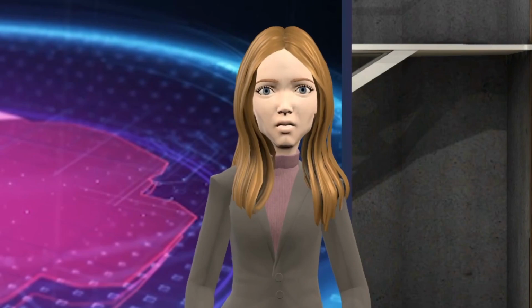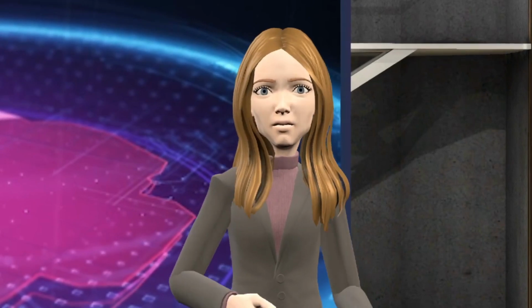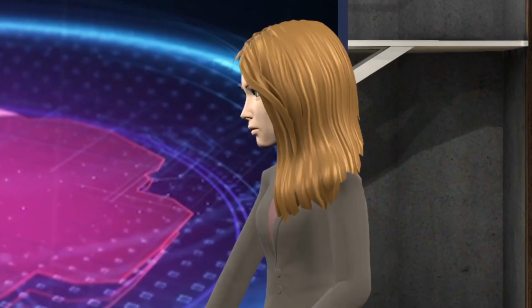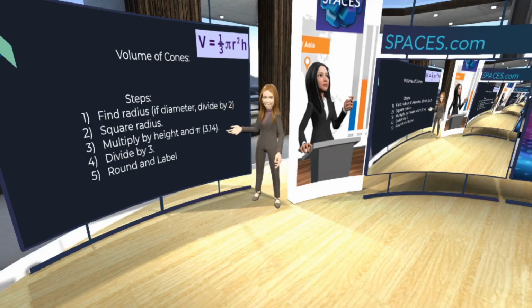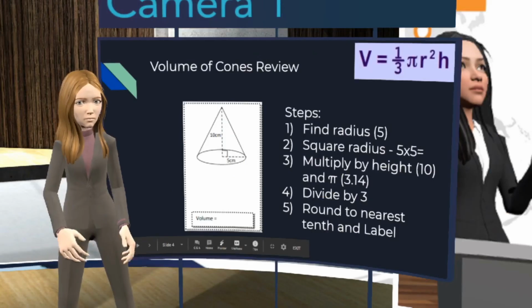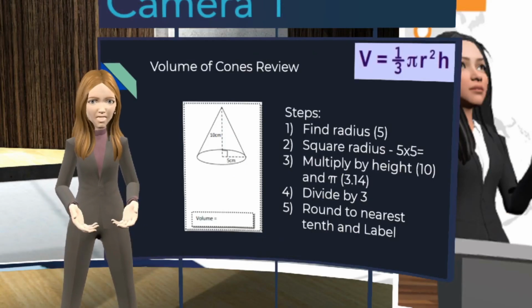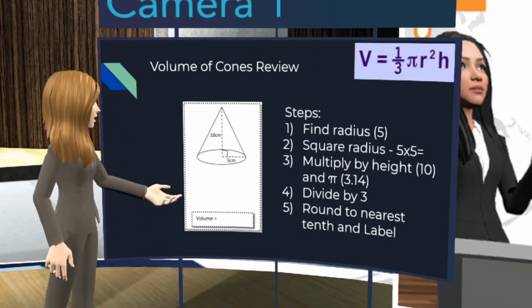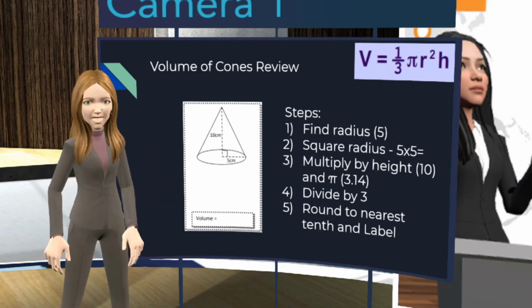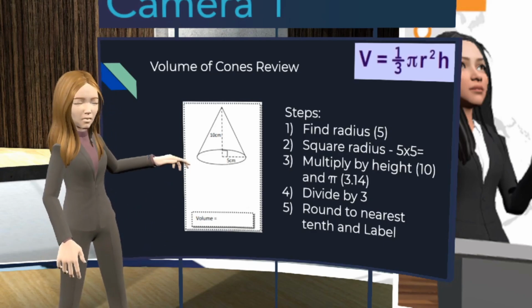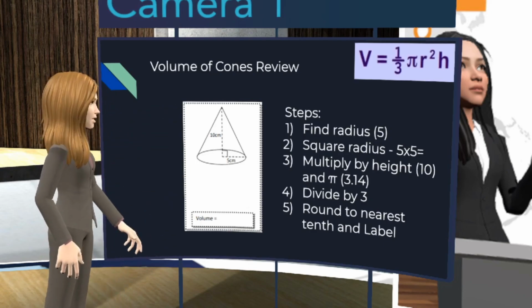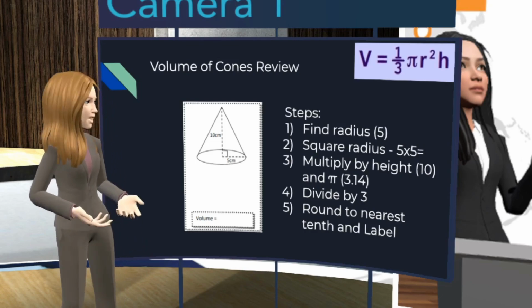So now let's go over our steps again for volume of cones. For our steps of volume of a cone, the only thing that changes is step 4. We're going to divide by 3, and then you continue to round and label as usual. So now let's do an example of volume of a cone. So here we have an example where the radius is 5 centimeters and the height is 10.